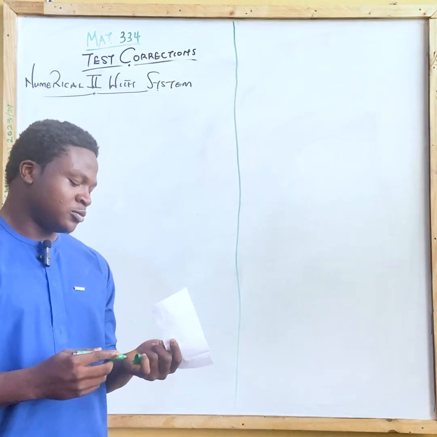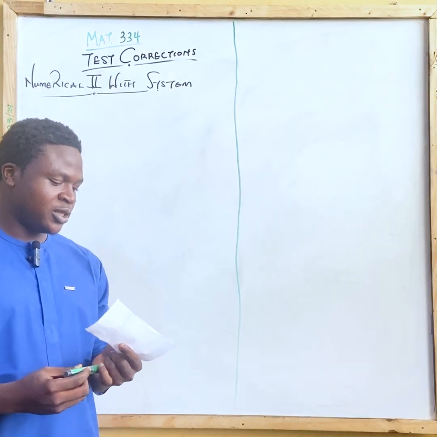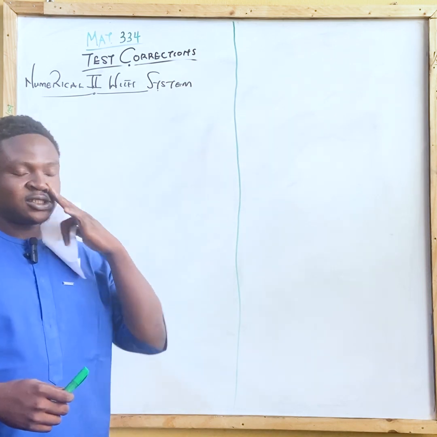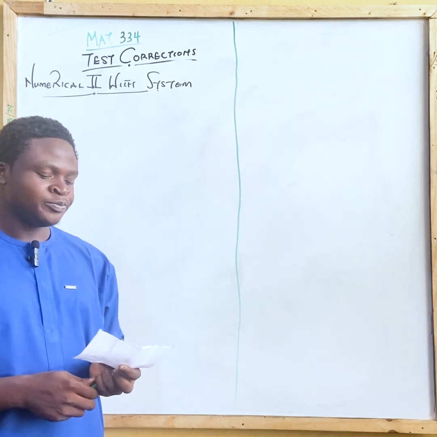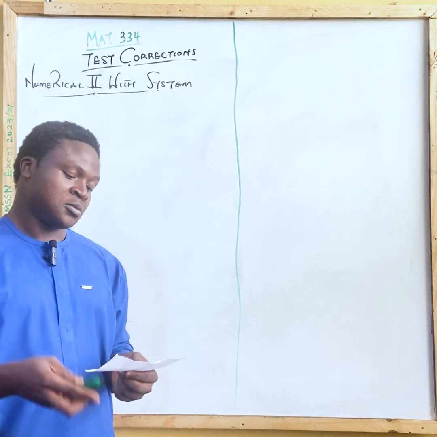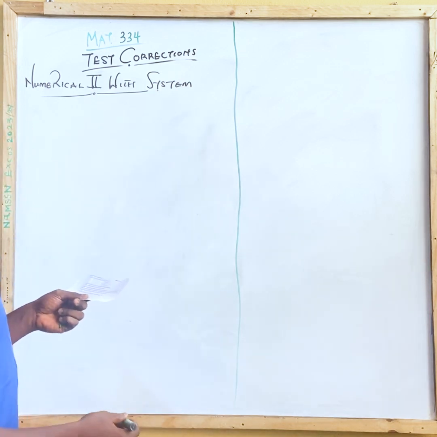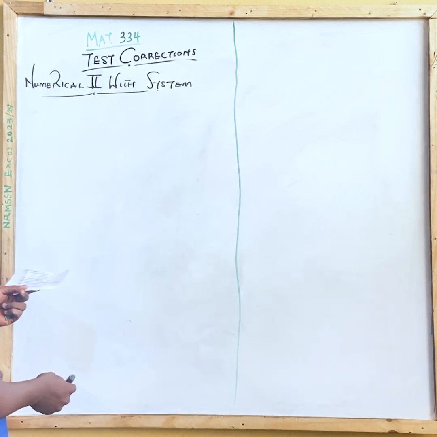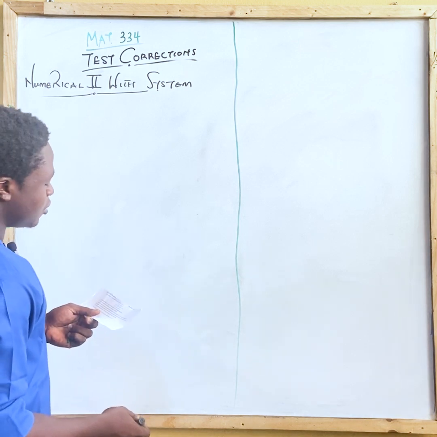Okay, last week we had the MAT 334 tests. So let's look at the questions and how we solve them against our exam. Question 1. We are given a system of linear equations to put in the form Ax = b.